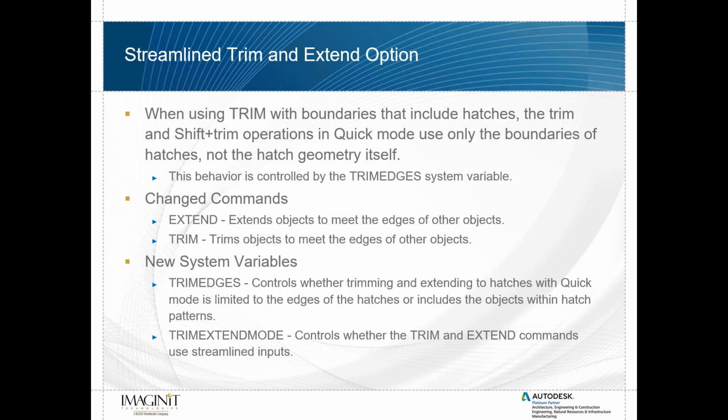So the changed commands: extend extends objects to meet the edges of other objects, trim trims objects to meet the edges of other objects. New system variables: trim edges controls whether trimming and extending the hatches in quick mode is limited to the edges of hatches or includes the objects within the hatch. And then trim extend mode controls whether the trim and extend commands use the streamlined inputs. So with that trim extend mode, depending on how you have that toggled, either you will be using the classic trim and extend that you're used to, or you will be actually using the new trim and extend.